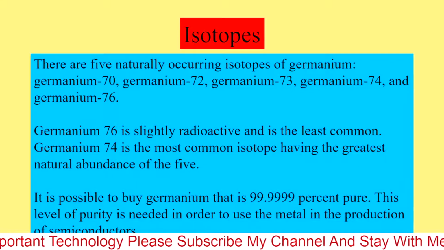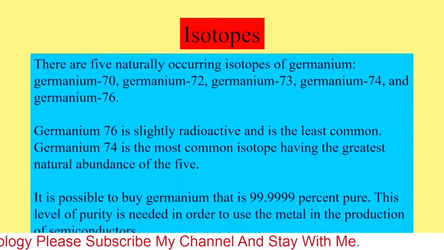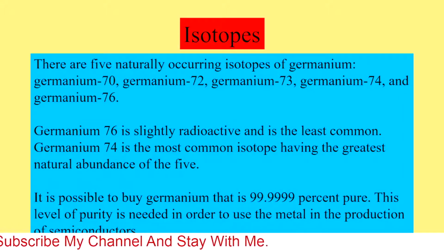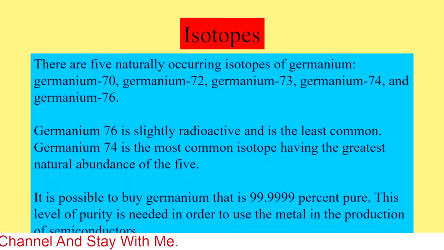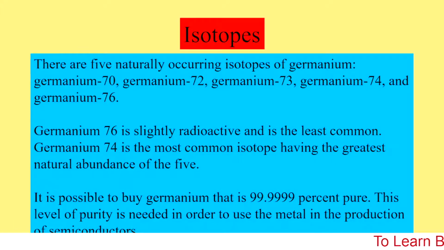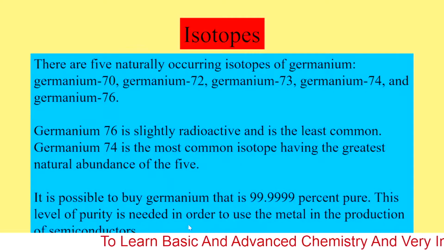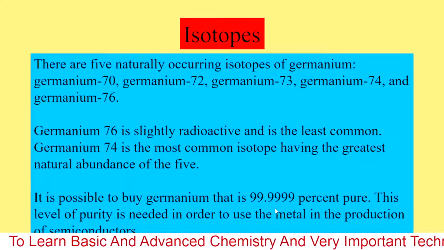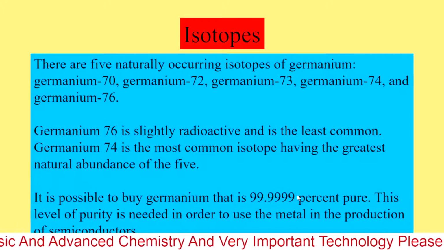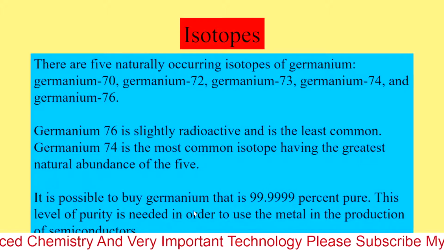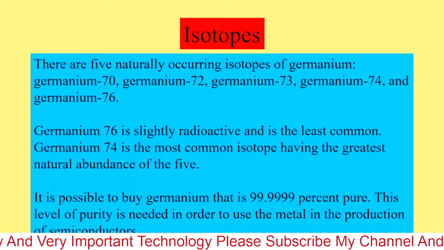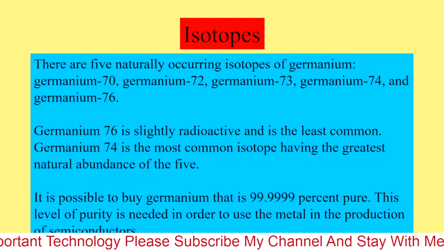So you need to have very pure semiconducting material, and then you need to add a precise amount of impurity, an N type or P type semiconducting element or compound. This level of purity is needed in order to use the material in the production of semiconductors. If you do not have very high quality, highly pure semiconducting material like germanium or silicon, then you cannot prepare good quality semiconductors.